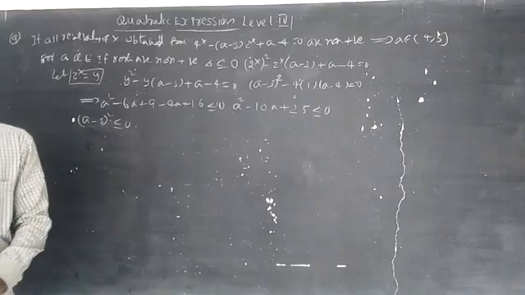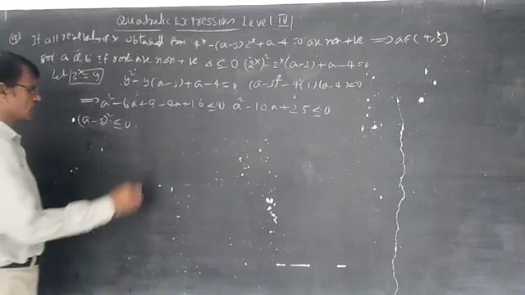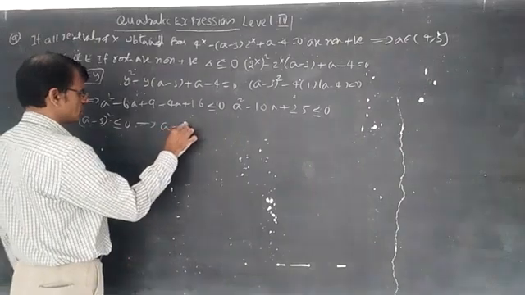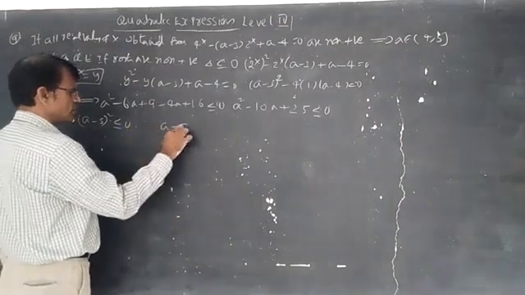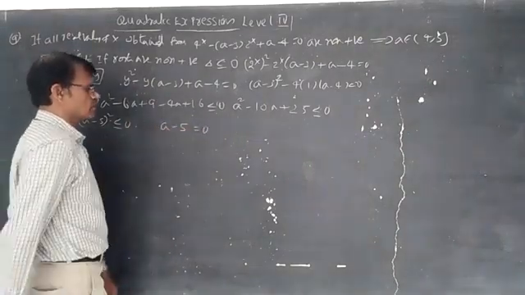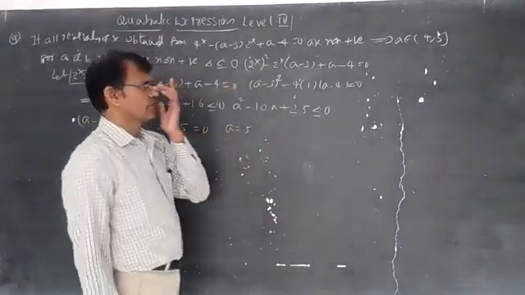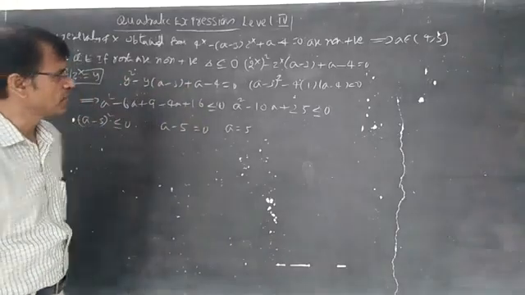Every square is greater than or equal to 0, so less than 0 is not at all possible. Of course, for 0 the chance is there. Therefore a minus 5 must be equal to 0. Therefore, a is equal to 5. So the closed interval, 5. That 5 is okay.